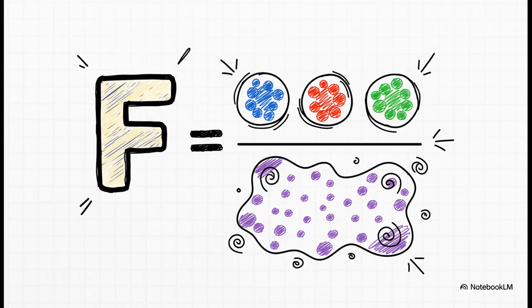And the way it does that weighing is with something called the F ratio. It's literally just the variance between the groups divided by the variance within the groups. So think about it. If the differences between your groups are really big and the random variation within them is small, you're going to get a big F ratio. And a big F ratio tells you that your result is probably significant.